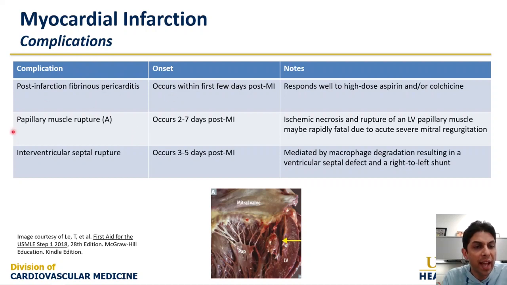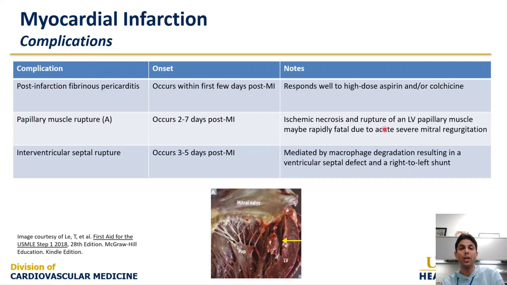Now moving on, patients can have a papillary muscle rupture. This usually occurs 2 to 7 days post-MI. And this is mediated, as we talked about, by myocardial infarction resulting in ischemic necrosis and rupture of a left ventricular papillary muscle that may be rapidly fatal due to acute severe mitral regurgitation. So it's important that papillary muscle rupture results in severe mitral regurgitation, and acutely in many patients that's not well tolerated, and they can develop heart failure and even death.